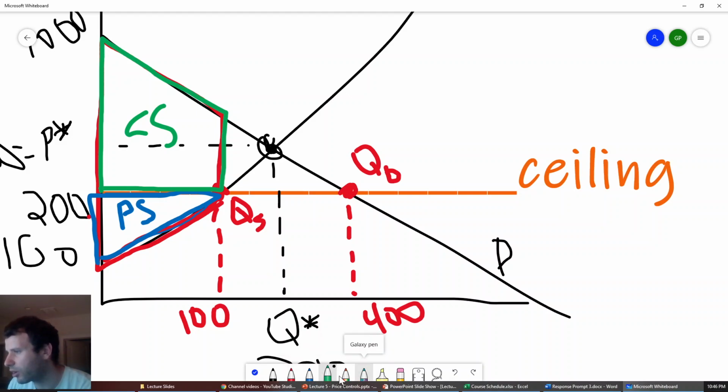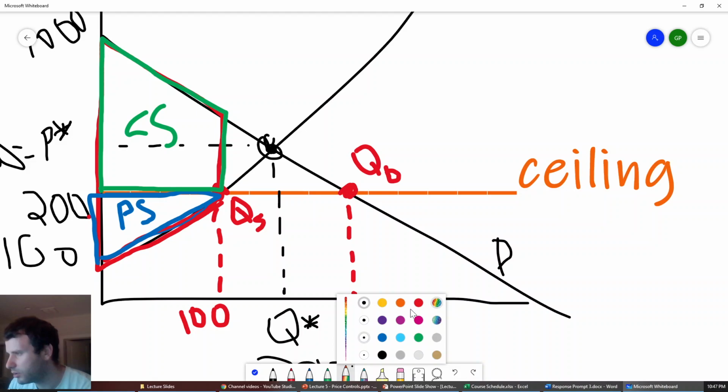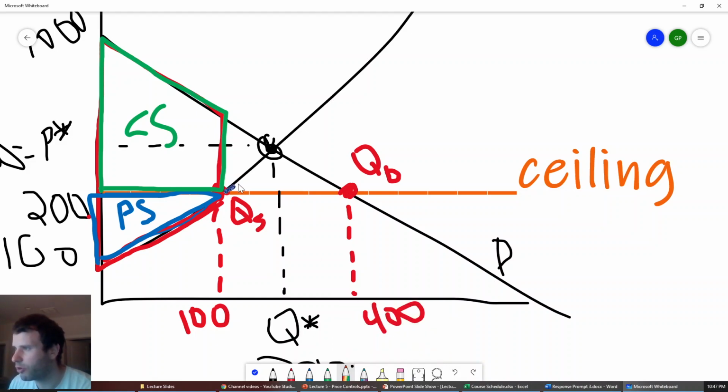I need another color. I'm out of colors, guys. I guess I can do rainbow. Does that work? I don't know if that works. We'll give rainbow a shot. Ooh, I want this gravelly looking rainbow. Let's give this bad boy a shot. Ooh, that's neato. Cool. All right.